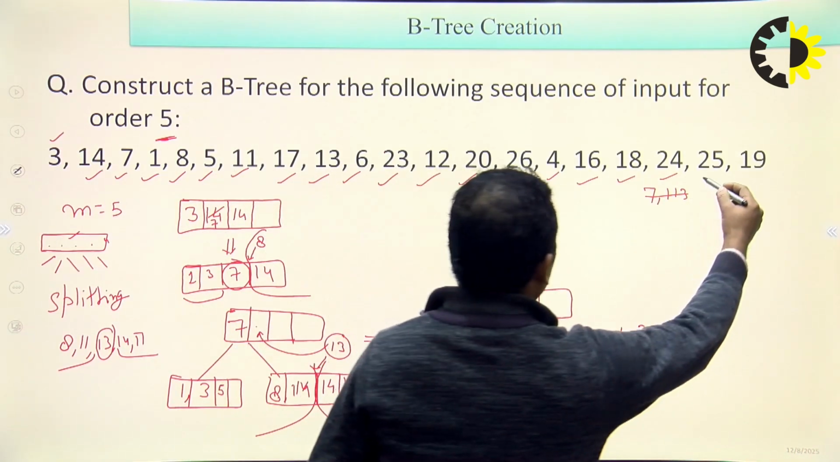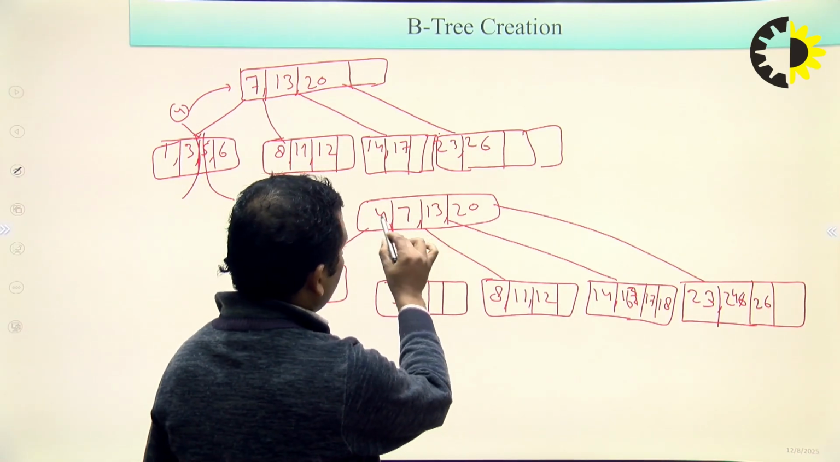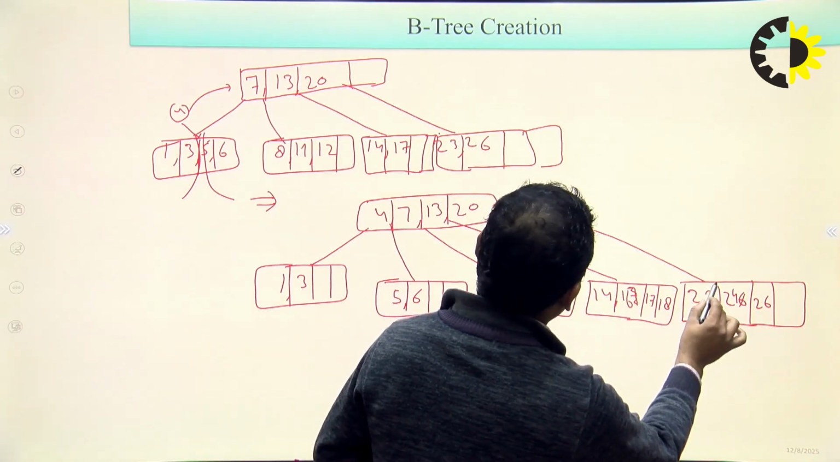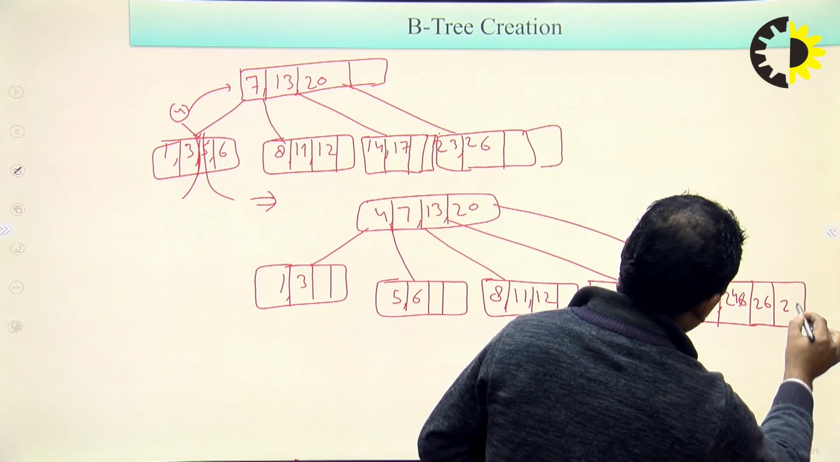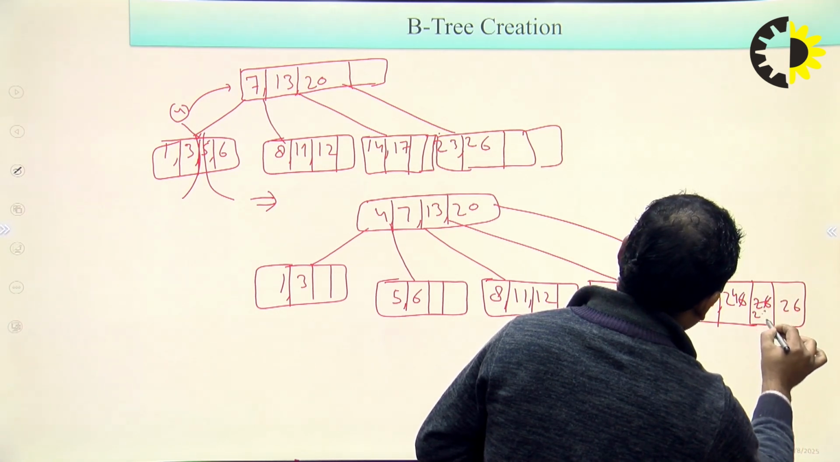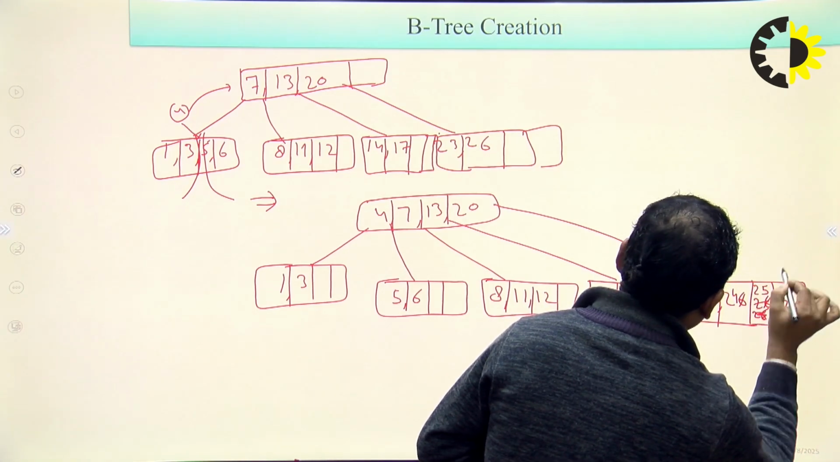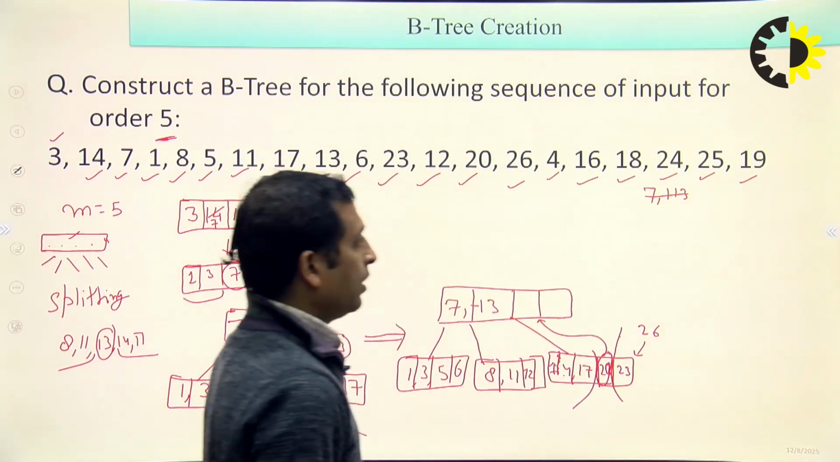Next is 25. Keep the 25. Where to keep? Just search for the room. This is greater than this one. Now 25 will come here in sorted order. Shift this one, and now this becomes 25.